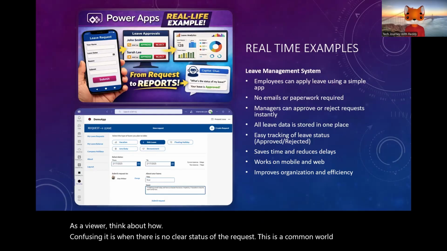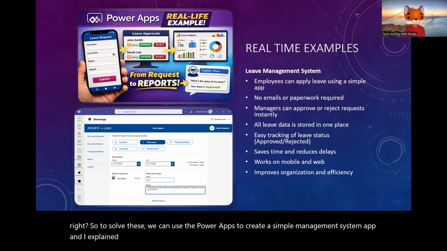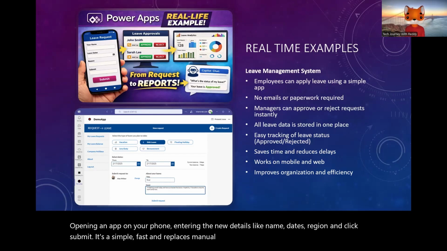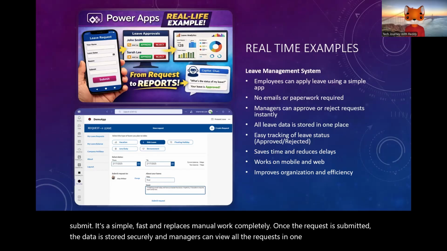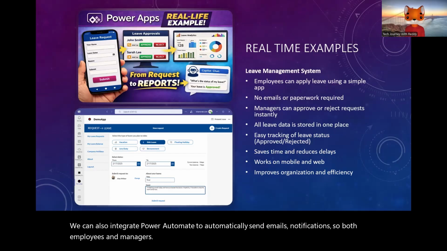So to solve this, we can use Power Apps to create a simple leave management system app. Imagine opening an app on your phone, entering the leave details like name, dates, reason, and clicking submit. It's simple, fast, and replaces manual work completely. Once the request is submitted, the data is stored securely, and managers can view all the requests in one dashboard and approve or reject them instantly. We can also integrate Power Automate to automatically send email notifications, so both employees and managers stay updated without any manual effort.